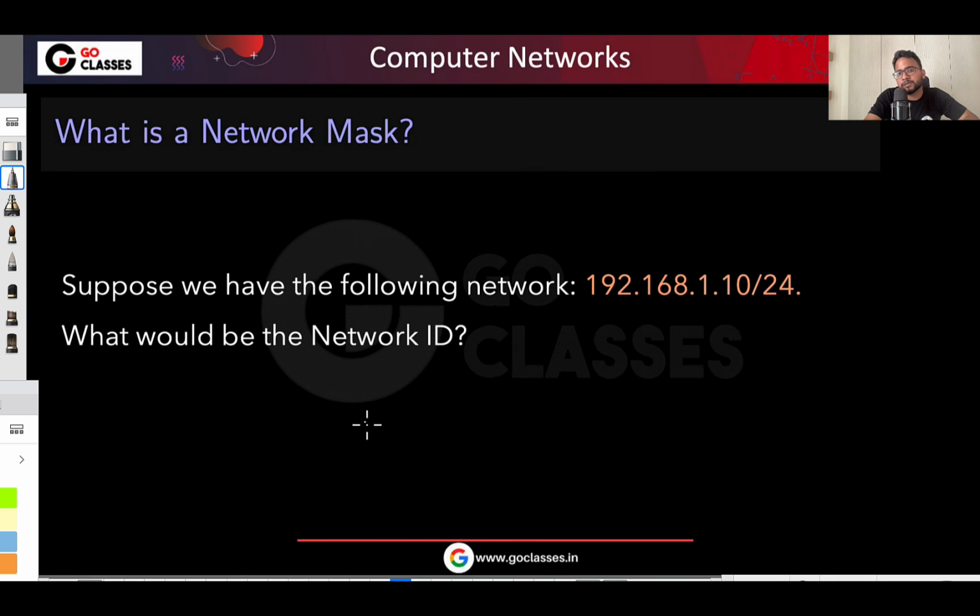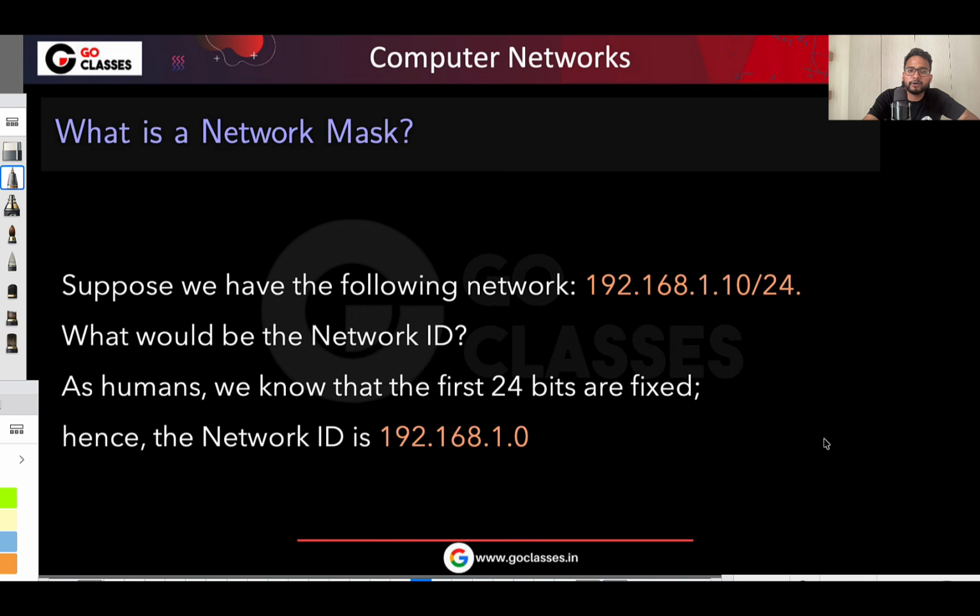Now there is one concept called network mask. When we have something like slash notation, can you tell me the network ID? Yes, I think you can say the initial 24 bits are fixed and then you can change the remaining, right? So what is the network ID? As humans, we know that the first 24 bits are fixed, hence the network ID is this. We can easily find it out because we know the first 24 bits are fixed and the remaining you need to keep 0 for the network ID.